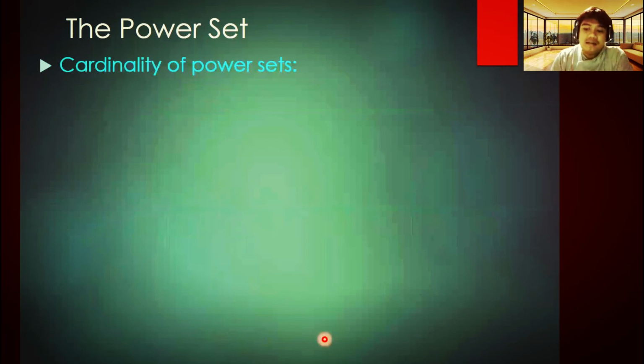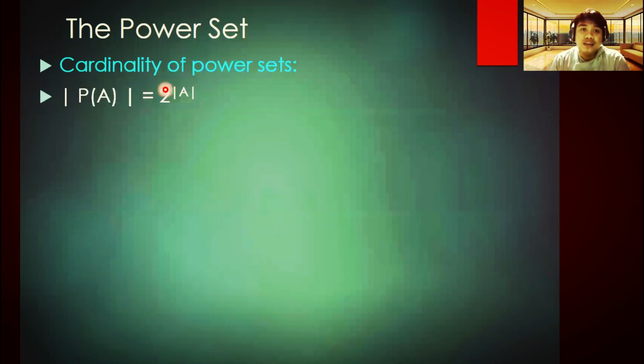So paano ba natin malalaman kung ilan yung members ng power set ng isang set? So una, we are going to check the cardinality. Kasi yung cardinality ng power set yung magsasabi kung ilan bang subset ang nandoon sa set na yun. And makukuha natin yun sa formula na to. So 2 raised to the cardinality of the set.